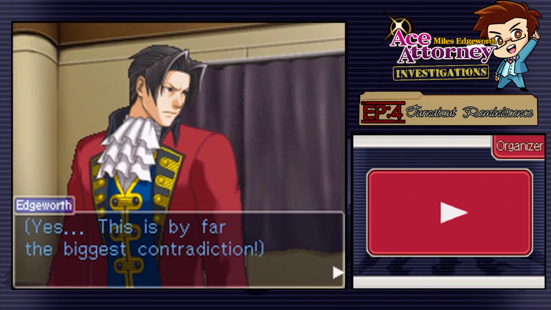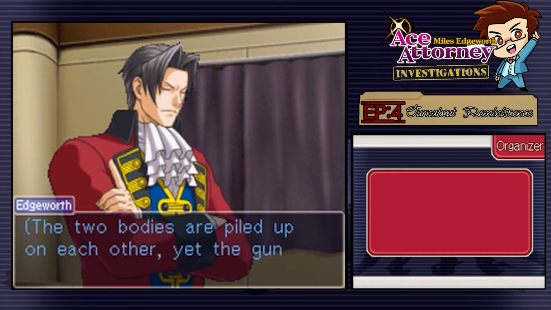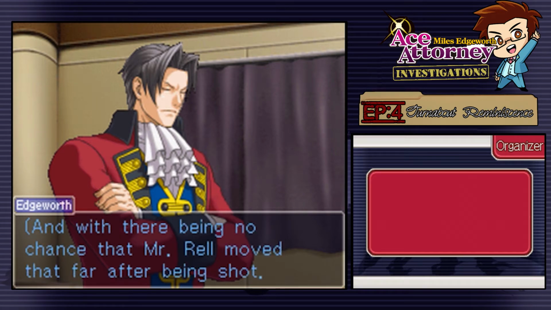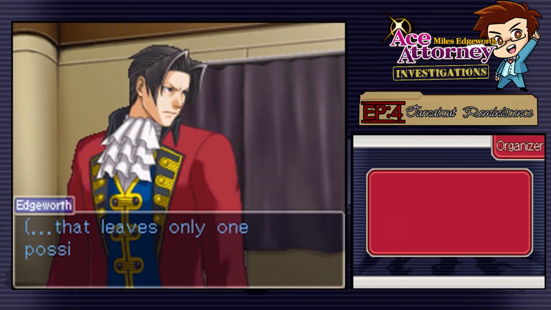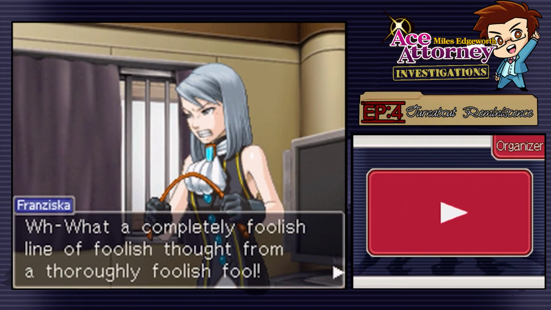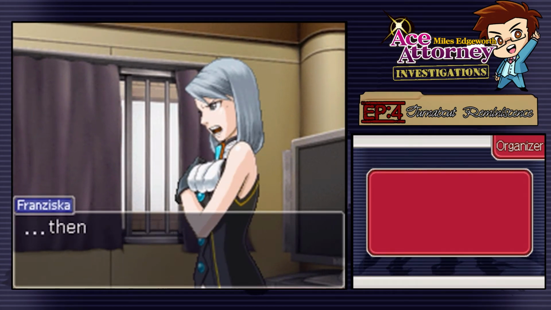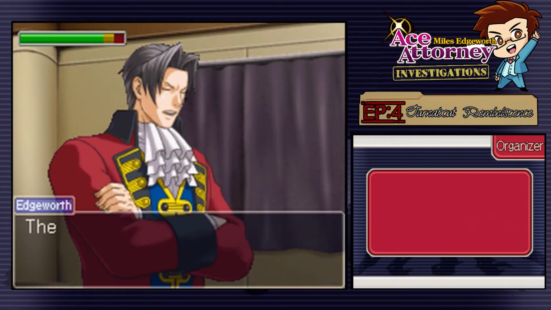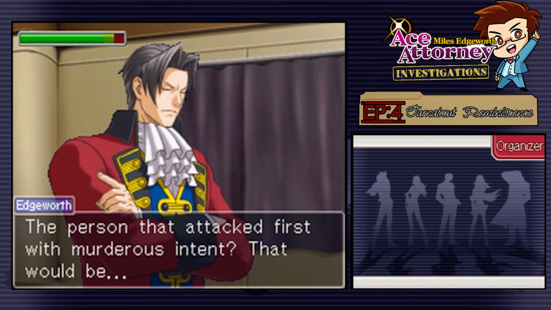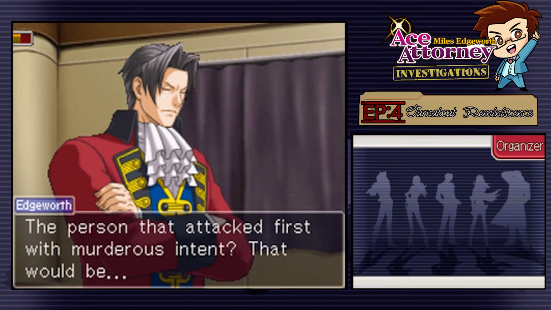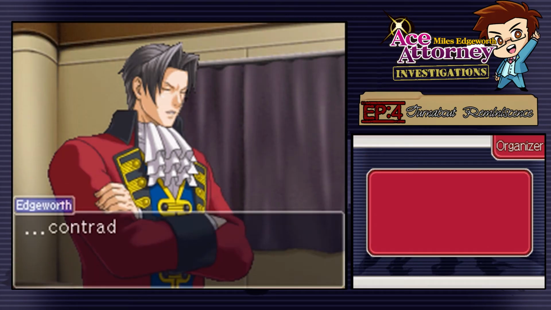Yes, this is by far the biggest contradiction. The two bodies are piled up on each other, yet the gun was fired from a distance. And with there being no chance that Mr. Rell moved that far after being shot, that leaves only one possible explanation. What a completely foolish line of thought from a thoroughly foolish fool! If I'm not right, then who was it that made the first move with the intent to kill, huh? The person that attacked first with murderous intent? That would be neither man. A third party! Here in this room.